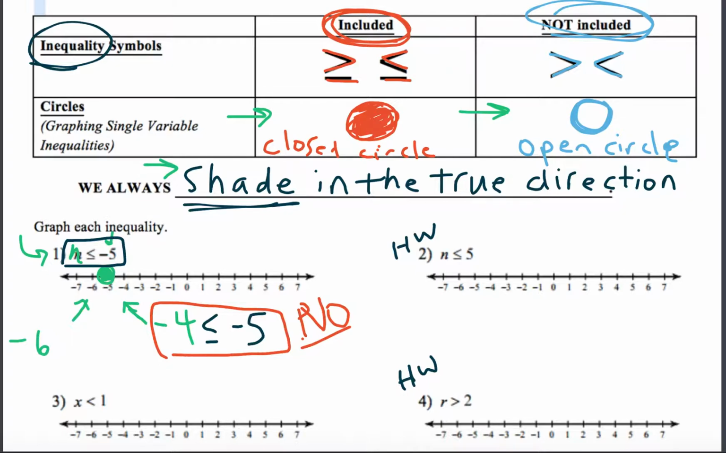But to check, let's try the other side, where we replace n with -6: -6 is less than or equal to -5. Is -6 less than or equal to -5? And this time the answer is yes. -6 is less than or equal to -5. So this is the direction that we are going to shade in. So we bold the number line in that direction and we include an arrow on the end. Now this graph is representing all of the numbers on the number line that make the inequality true.